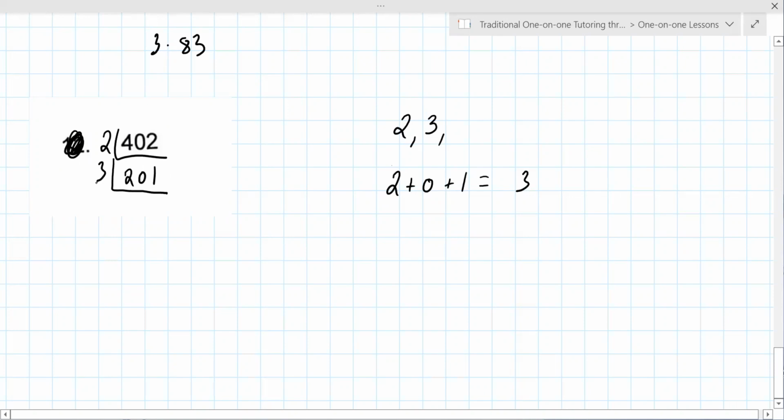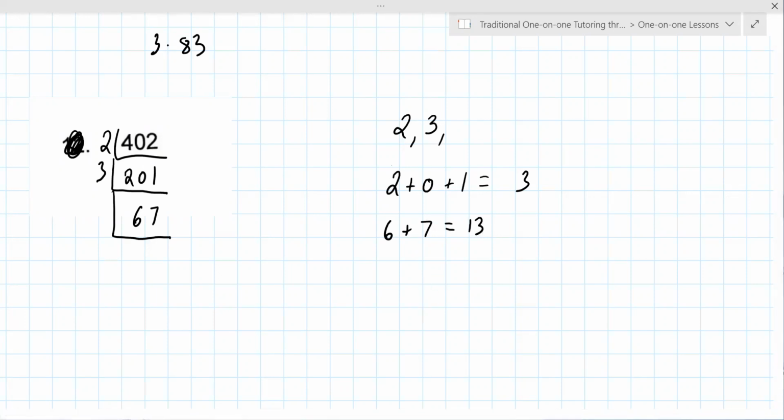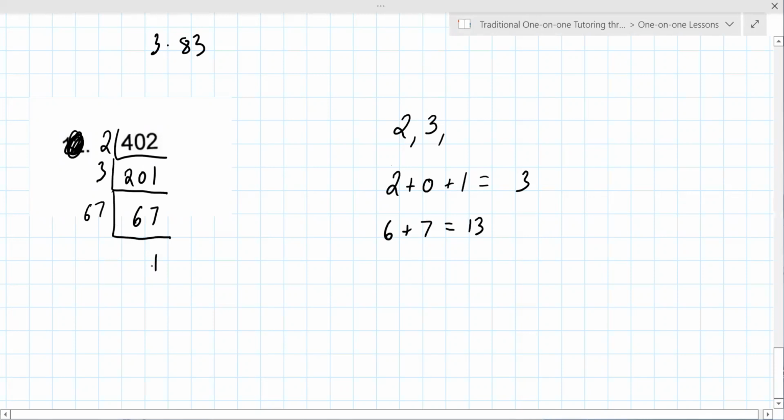Maybe not obvious now what it is, but it is a number. Okay, and I'm just helping out here for time purposes. Now 6 plus 7 is 13. That is not divisible by 3. But if you go back to your list of primes, you may find that 67 is a prime number, and it is.